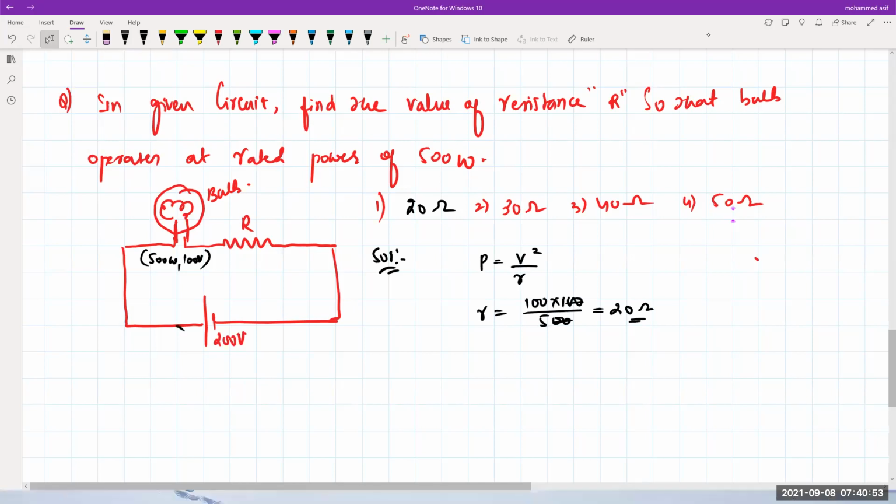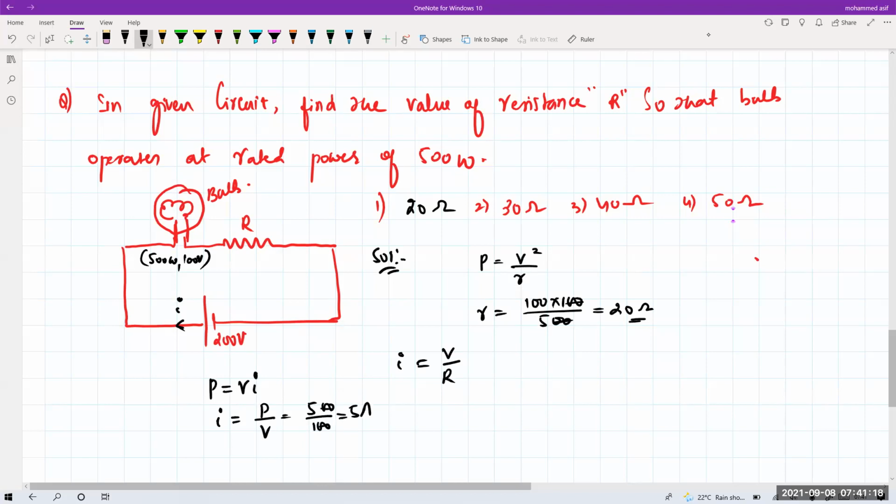Now what is the current flowing through this bulb? That is I. I is equal to V by R. But V is not given. Can I write it in terms of power? Power is equal to V into I. So I is equal to power by voltage. Power is 500, voltage is given as 100. Then the amount of current flowing is 5 amperes.